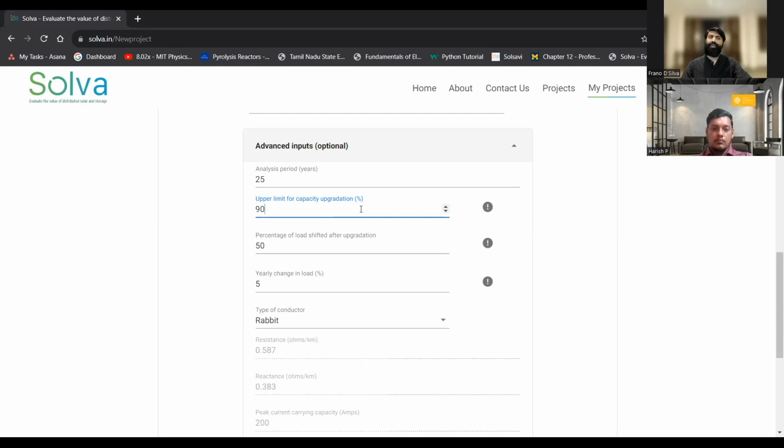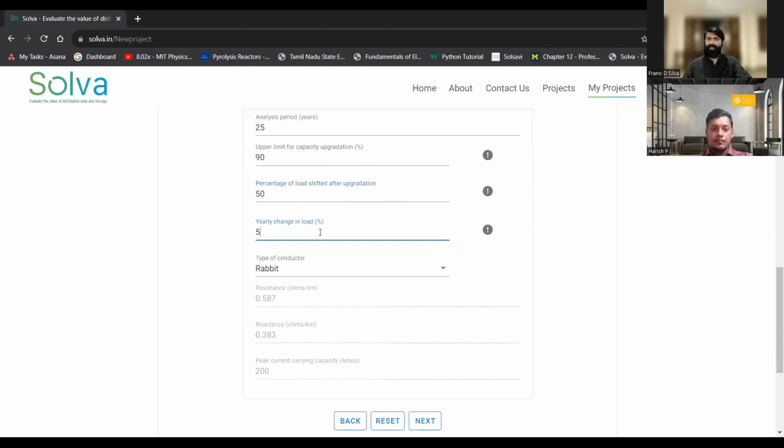Once the upgradation has been suggested, 50% of that load will be shifted to the new feeder once the upgradation has taken place. So if there is an upgradation suggested, 50% of the load from that feeder is shifted to the new feeder being suggested, and then the analysis continues to determine a 25-year analysis. The yearly increase is 5% in this case and can be modified according to your requirement.